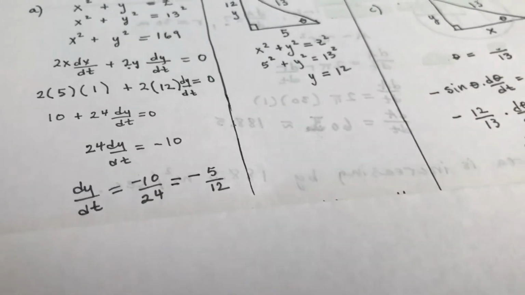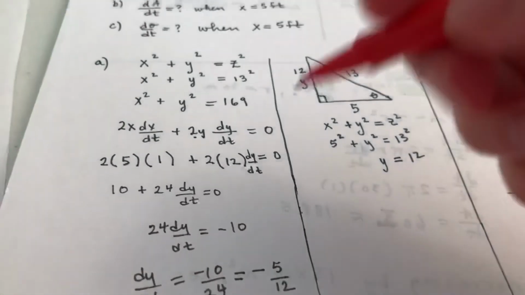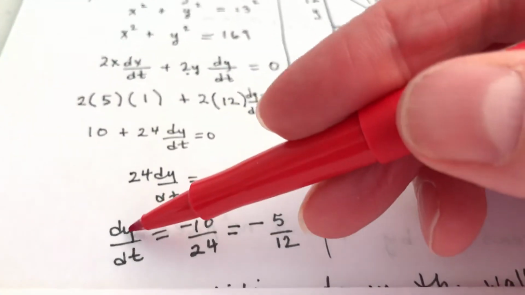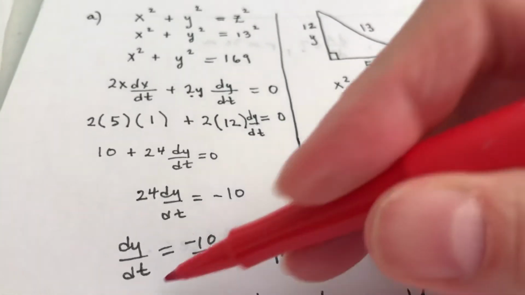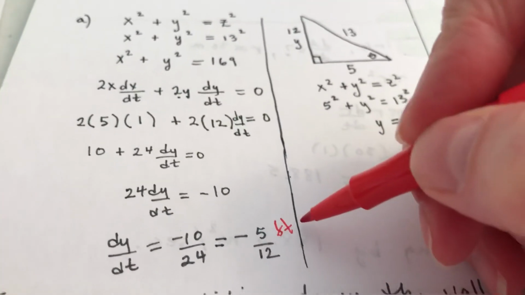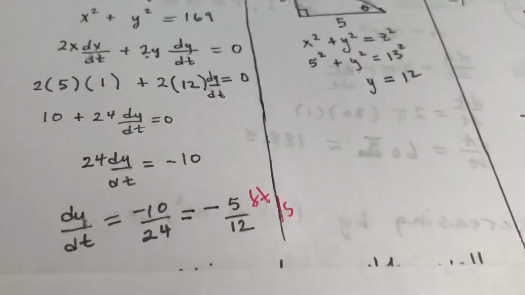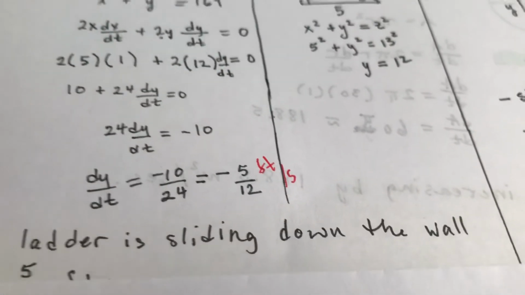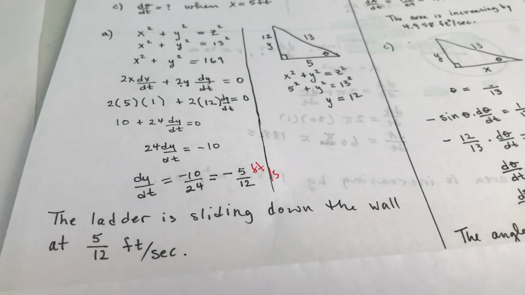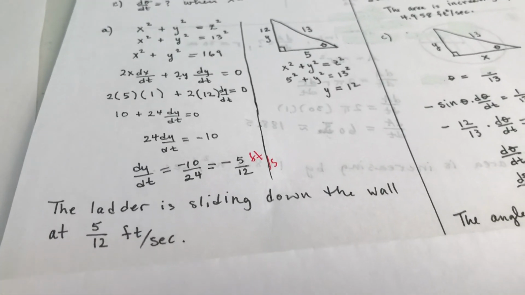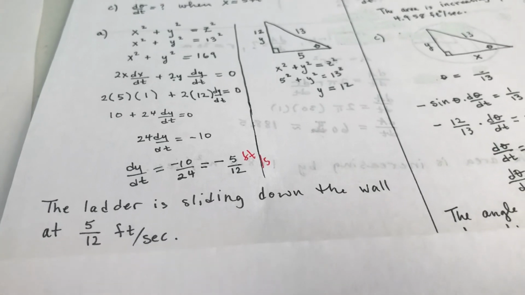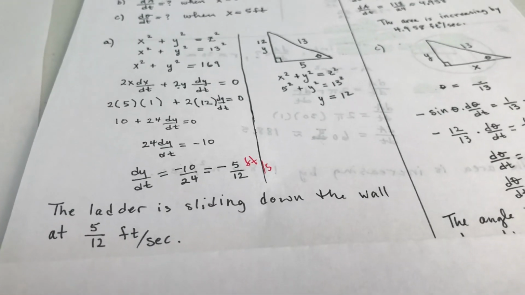Now what is the unit on this? y is measured in feet, and t is measured in seconds. So that should be feet per second, and that's what I wrote down. The ladder is sliding down the wall at 5/12 feet per second. I'm going to pause, and then I'll come back for part B.